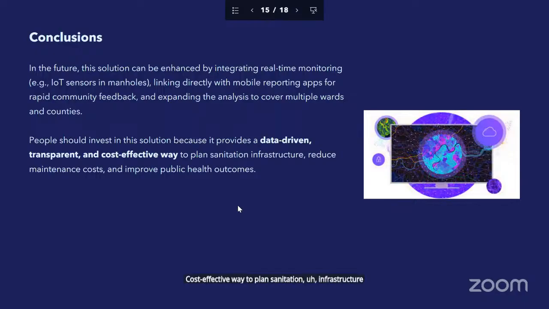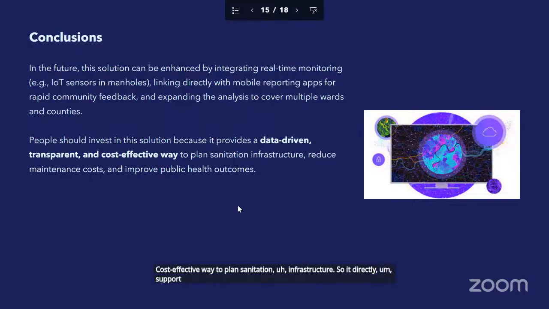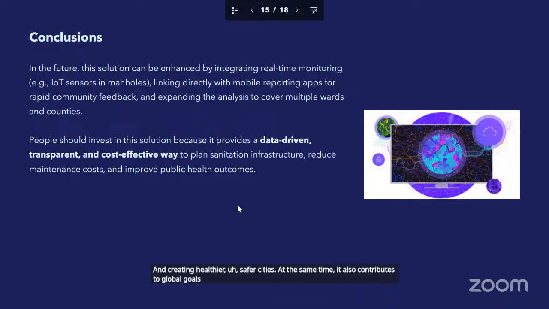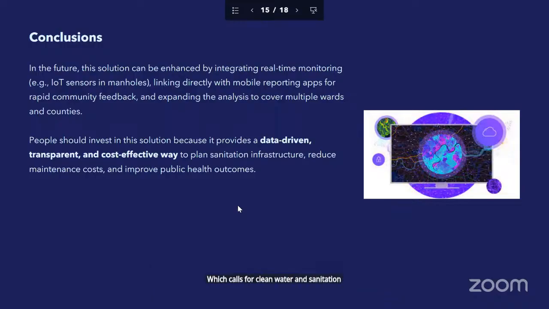So it directly supports Kenya's vision of improving public health and creating healthier, safer cities. At the same time, it also contributes to global goals like the United Nations SDG goal number 6, which calls for clean water and sanitation for all. So this project aligns with the efforts of NGOs working daily in informal settlements to make sanitation equitable and accessible.